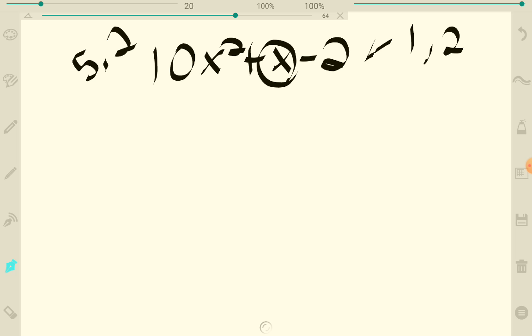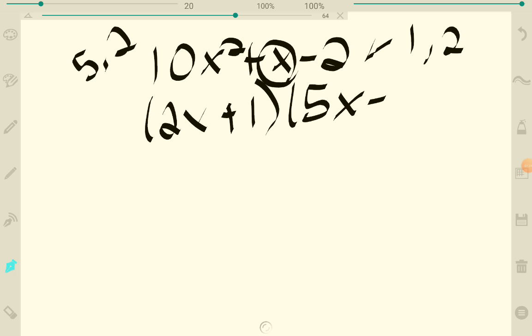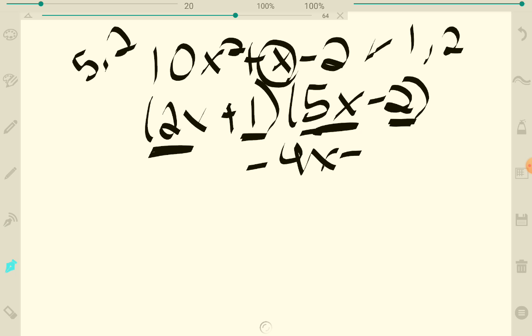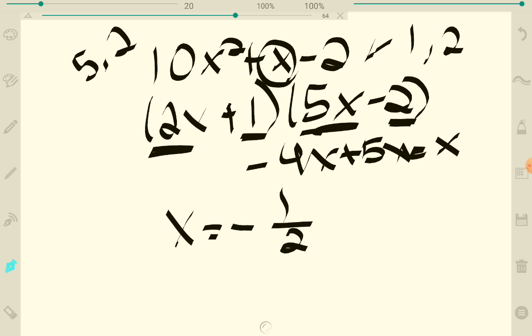So we can do 2x plus 1, and then 5x minus 2. And to check our work, we have negative 2 over here, and 10x squared over here. Negative 4x plus 5x does in fact equal x. So x would equal negative 1/2 and 2/5.